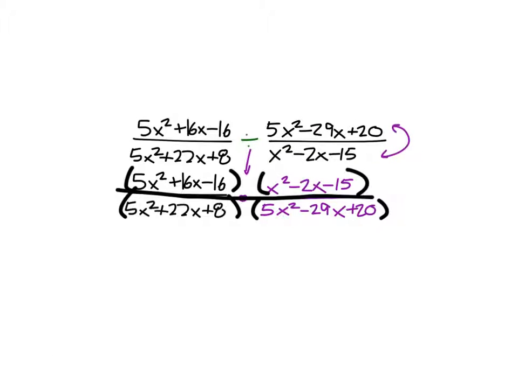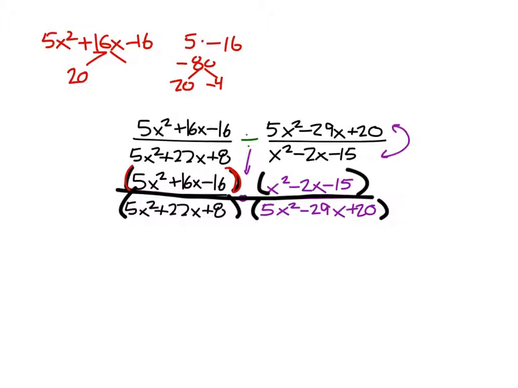So I'm going to start off by factoring out this top left polynomial 5x squared plus 16x minus 16. And we're going to have to factor this by grouping, since the coefficient of x squared is 5. So I'm going to have to take 5 and multiply it by negative 16, which is negative 80. And I need two factors of negative 80 to add up to that 16x so I can split it up. And it looks like we're going to have 20 and negative 4. If I multiply those two together, I get negative 80. And when I add them, I get positive 16x.